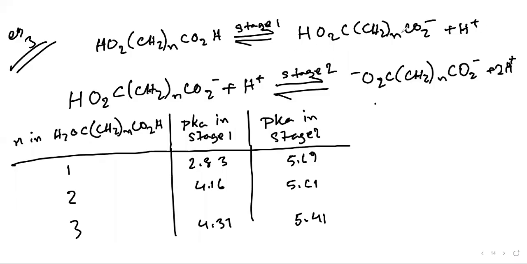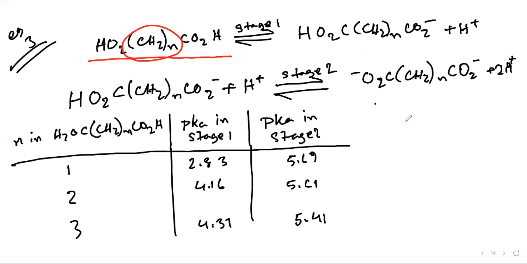Let's do our last example, which is a question that has been given here. Now, don't think that these are actually two separate equations. This is the same equation, but having two different stages. The first one is stage one, where this molecule, this dicarboxylic acid, has a CH2 group repeated n times, where n is a number from 1 to 3.